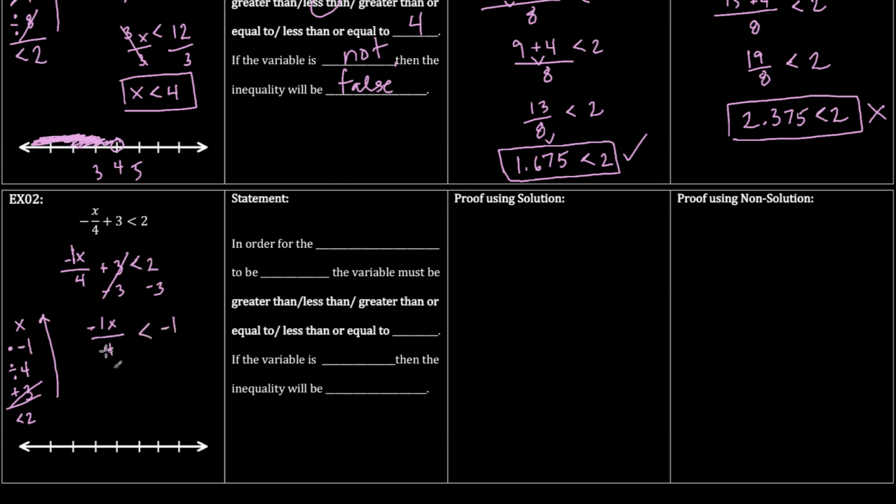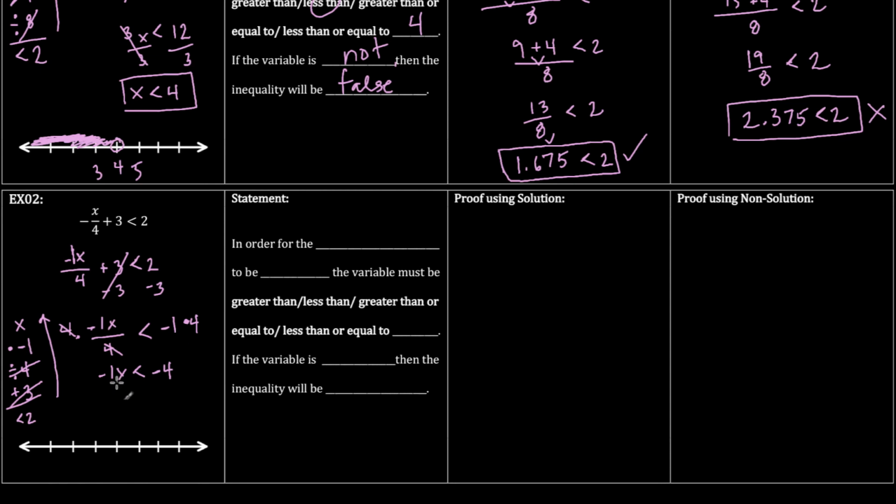Now I'm going to multiply by 4 instead of dividing. So multiply by 4. We get negative 1x is less than a negative times a positive, which is a negative 4.